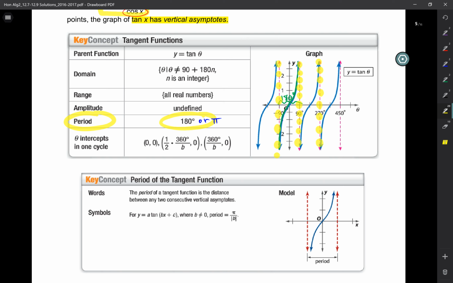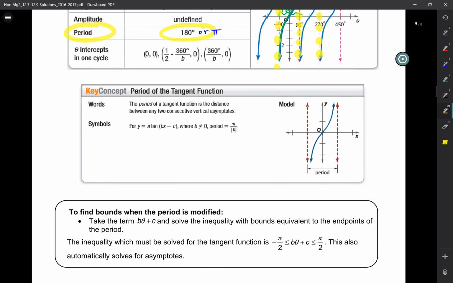Okay? All right. So, since the full period is pi or 180, to solve for the period of a tangent graph, we say pi over b or 180 over b. Remember what b was? B is the coefficient of the theta, right? So here, b is the coefficient of the theta. All right.